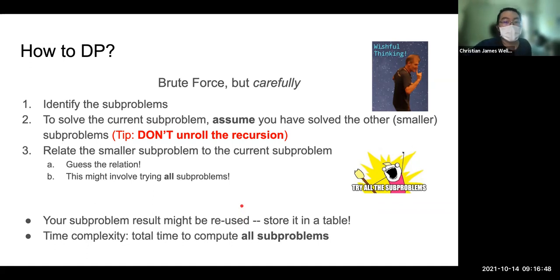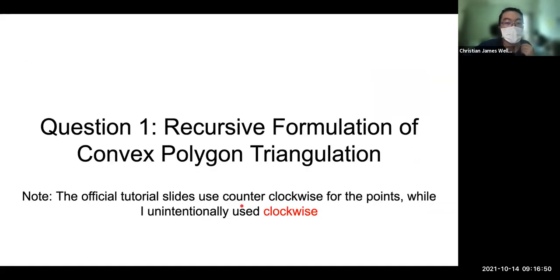Okay, all right. So if there are no questions, let's begin with the tutorial questions proper. The first question is about this convex polygon thingy, and it sounds very scary. I just want to note that in my slides, I unintentionally used clockwise to order the points, but the tutorial slides use counterclockwise. So just a quick note in case you are confused by the difference. Apologies for that.